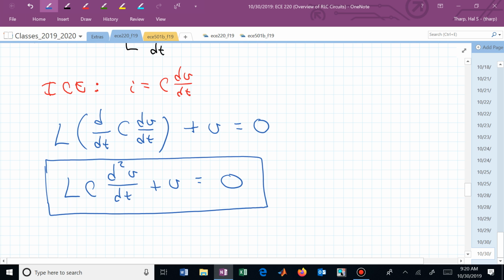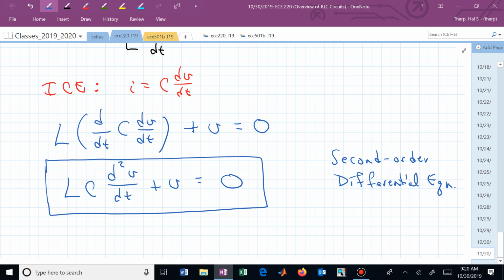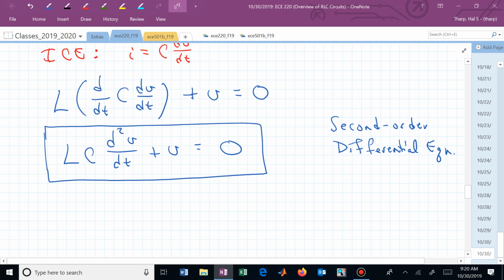And now we have a governing differential equation. We have a second order differential equation that describes the behavior of, in this case, the voltage in that tank circuit. This is the LC parallel circuit, or you might want to isolate the derivative. Question?